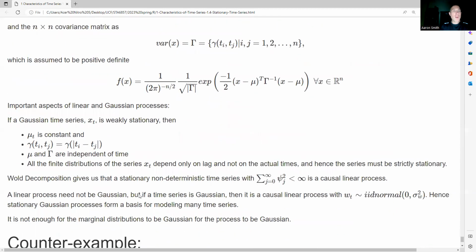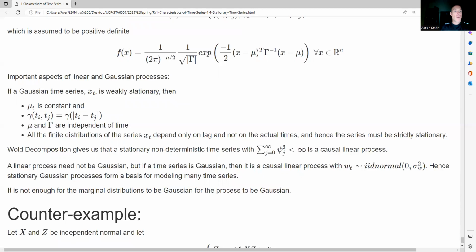Now, some important aspects of Gaussian processes and linear processes: if a Gaussian time series is weakly stationary, then automatically the mean is constant. The autocovariance function only depends on the difference in time, the lag. The expected value and the variance are independent of time, and all finite distributions of the time series depend only on the lag and not on the actual times themselves. Hence the series will be strictly stationary.